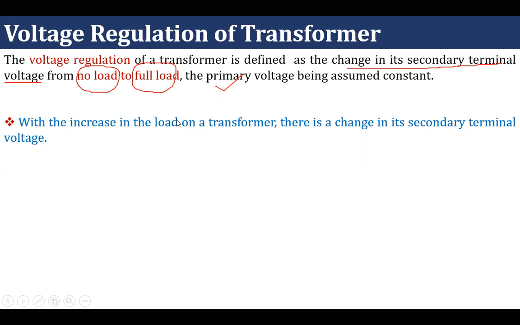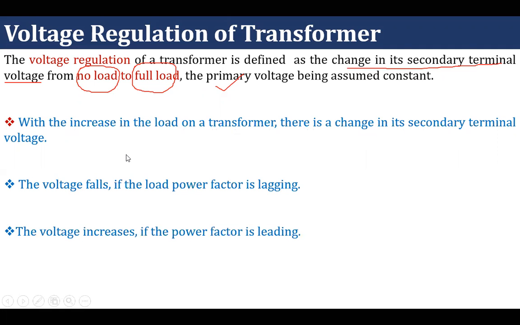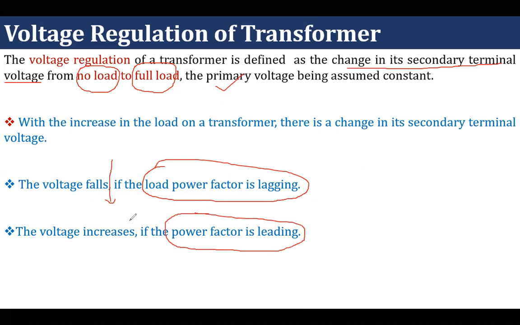Now some of the important points related to this. With the increase in the load on a transformer, there is a change in secondary terminal voltage. The voltage falls if the load power factor is lagging. That means if we have an inductive dominant load, then secondary terminal voltage will decrease from its no load voltage, and if it is having capacitive dominant load, then the secondary voltage will increase from its no load secondary voltage.